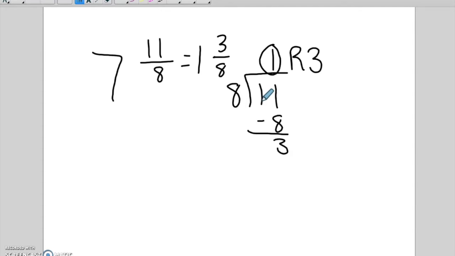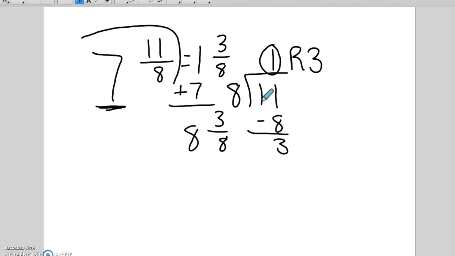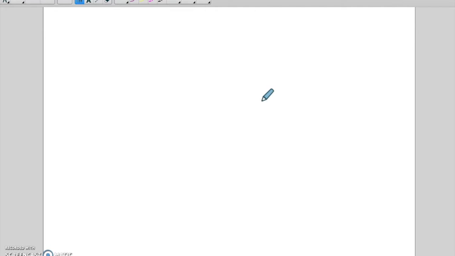Well, that's not what my answer would be, though. Don't forget about this 7. So we have to add that 7 to the 1, and we get 8 3/8. Okay? So that means that 7 and 11/8 is the same as 8 3/8. Okay, so we have to know how to do this before we can start actually adding, subtracting mixed numbers.